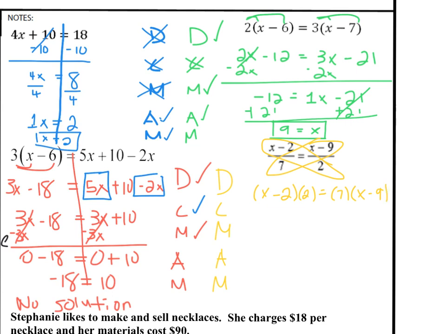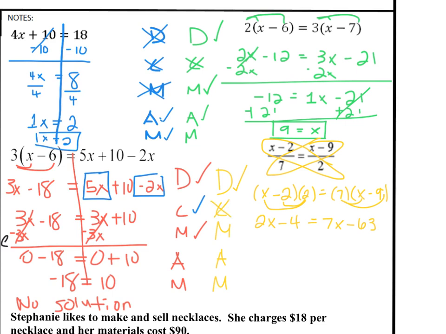So looking at this, I will have to distribute. I'm going to distribute the 2 to everything inside the parentheses. So on the left side, I'd be left with 2x. Negative 2 times 2 is negative 4. I need to do the same on the right side. I'll distribute the 7 to the x and the negative 9. So I'd be left with 7x minus 63. No like terms for me to combine.